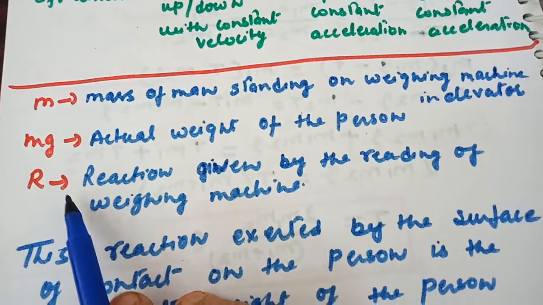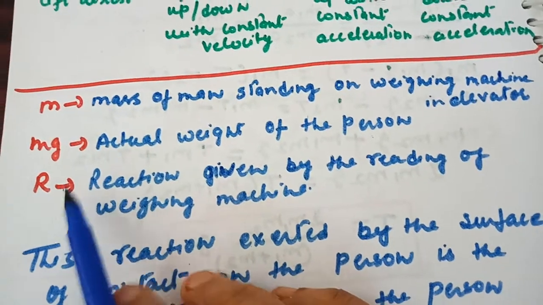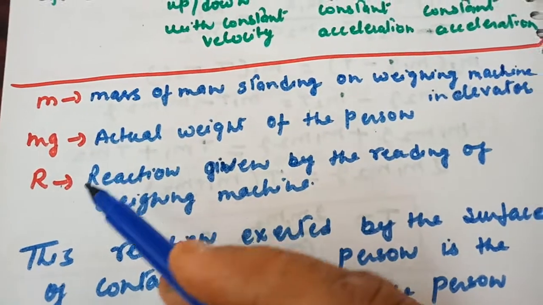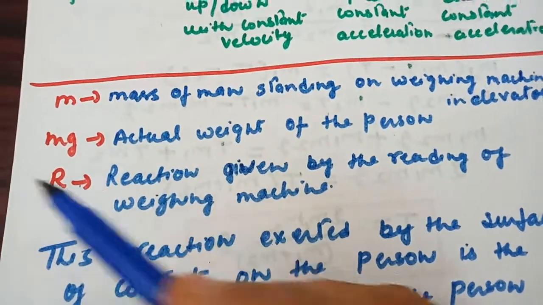तो ये जो R है, ये वेइंग मशीन की जो रीडिंग होगी वो होगी, क्योंकि पर्सन तो उस वेइंग मशीन पे खड़ा है, तो रिएक्शन जो लग रहा है वो वेइंग मशीन के थ्रू पर्सन पे लग रहा है, तो जो वेइंग मशीन की रीडिंग आएगी वो R होगी, रिएक्शन.